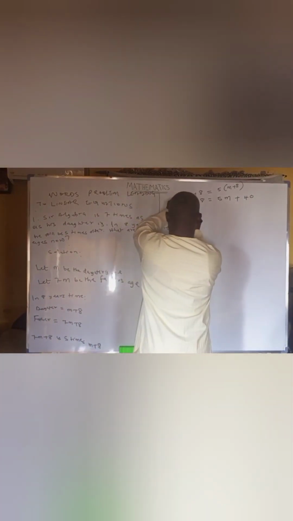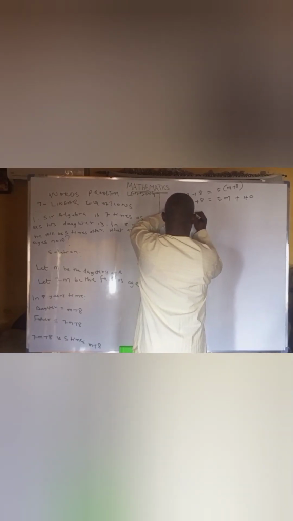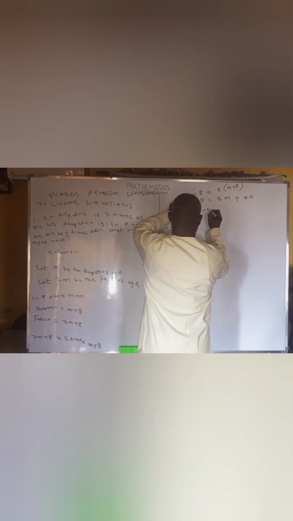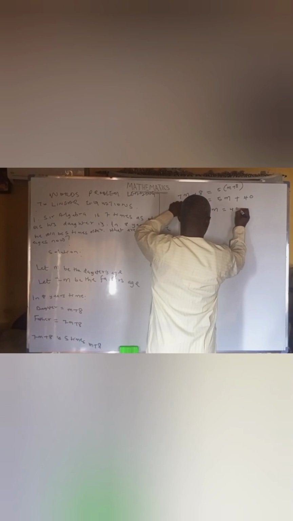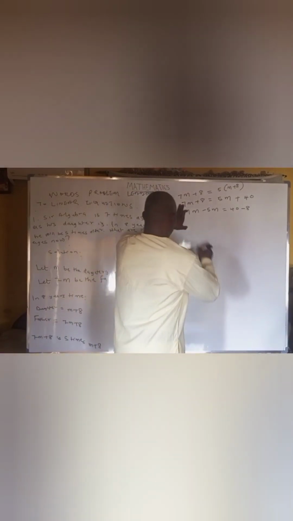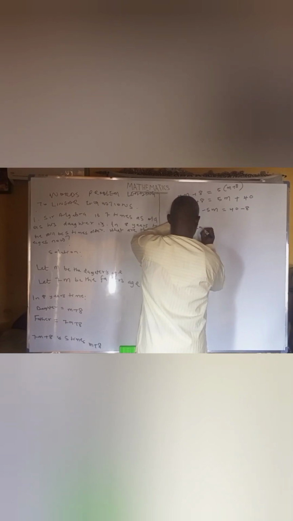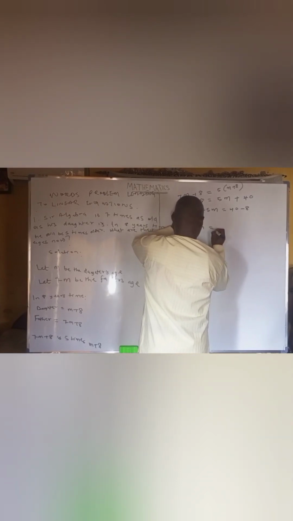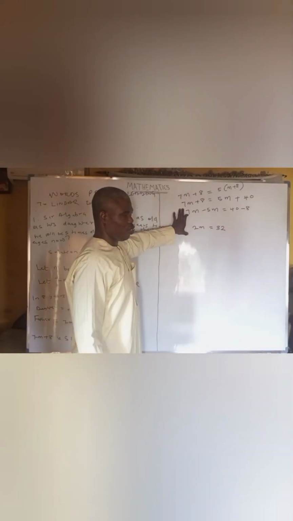Now we have 7m minus 5m is equal to 40 minus 8. So 7m minus 5m gives 2m, and 40 minus 8 gives 32. We have 2m is equal to 32.